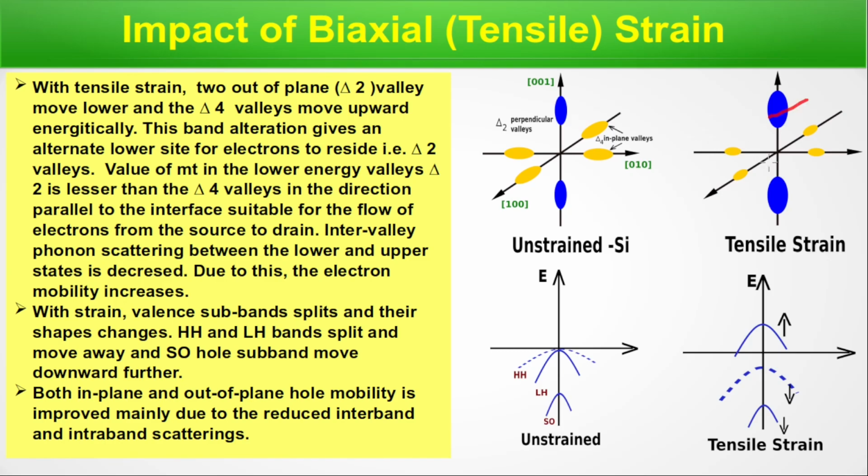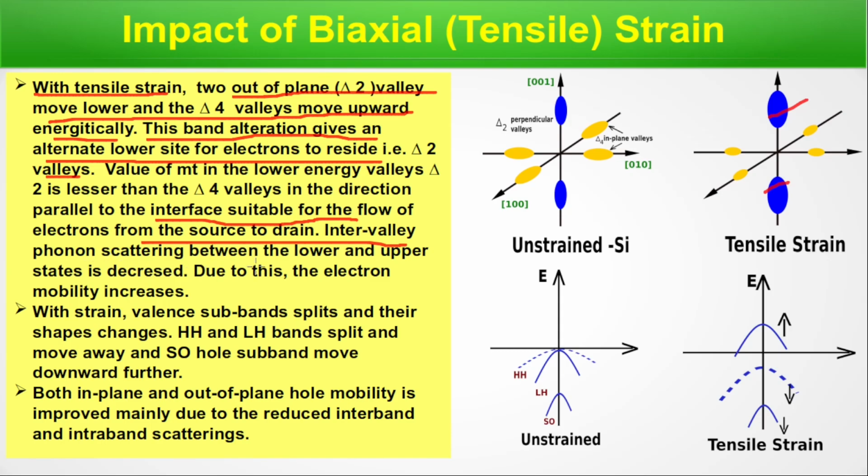Strain splits them. These 2 vertical 001 direction valleys energetically move downward, and these 4 in-plane valleys energetically move upwards, and we always know that electrons prefer to stay at a lower energy value. With tensile strain, the 2 out-of-plane delta 2 valleys move lower and the delta 4 valleys move upward energetically. This band alteration gives an alternate lower site for electrons to reside, that is delta 2 valleys. Now the value of MT in the lower energy delta 2 valleys is lesser than in the delta 4 valleys, in the direction parallel to the interface, suitable for the flow of electrons from the source to drain.